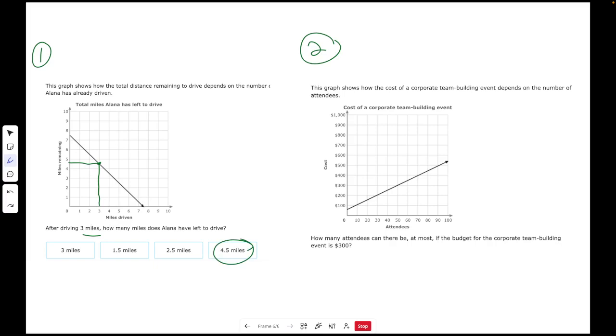For number 2, you should have said, well, the budget is $300. So that's on the y-axis. So that's here, track to the line, and that would be 50 attendees, right? Because it said how many attendees.